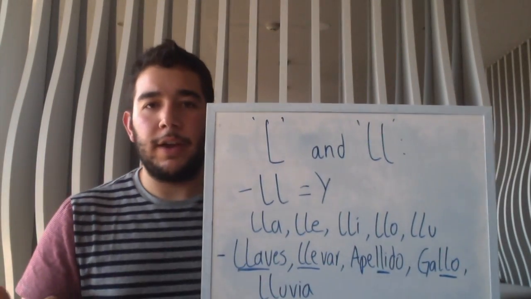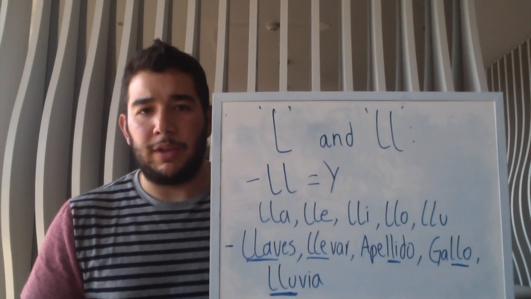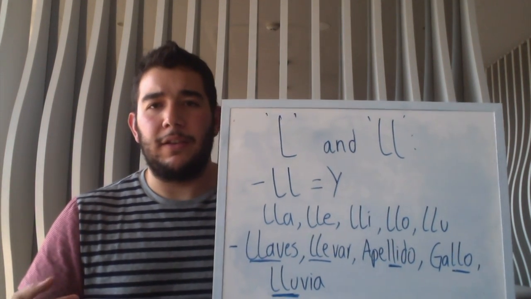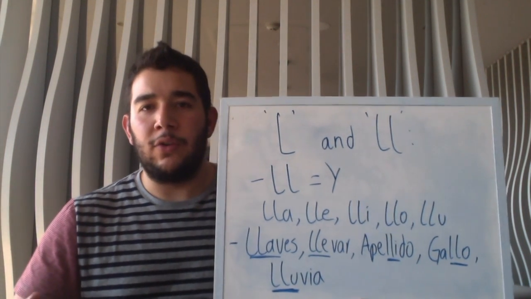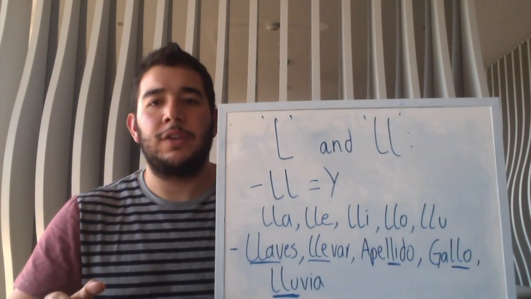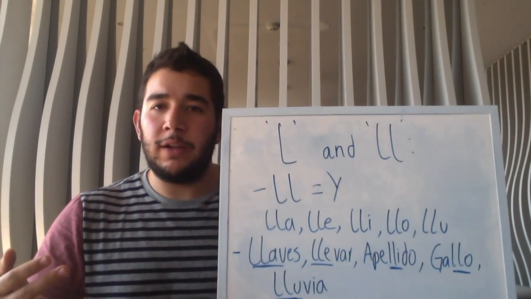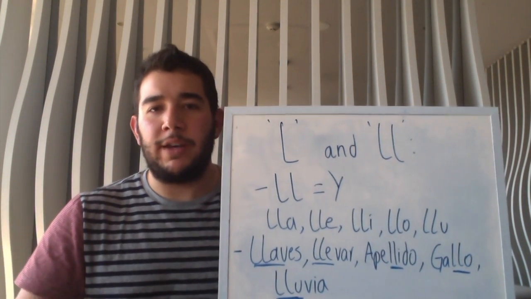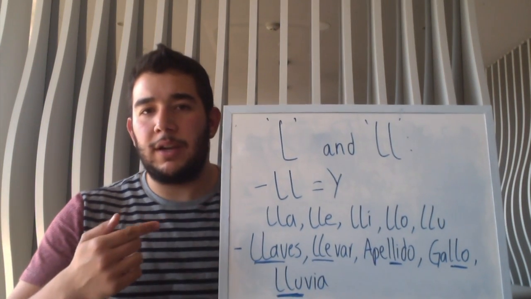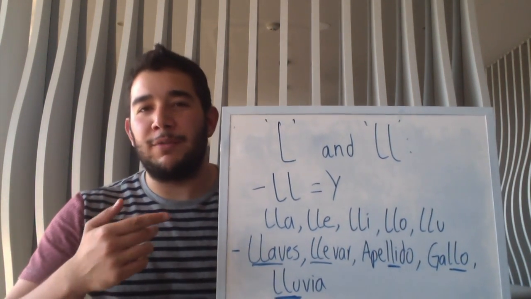Now we have letter L and double L. As we already know, with L you'll be making the la, le, li, lo, lu sound, and that doesn't change. However, when we have two L's, it'll make the Y sound. So as you can see how it's written there, just follow that really simple formula.